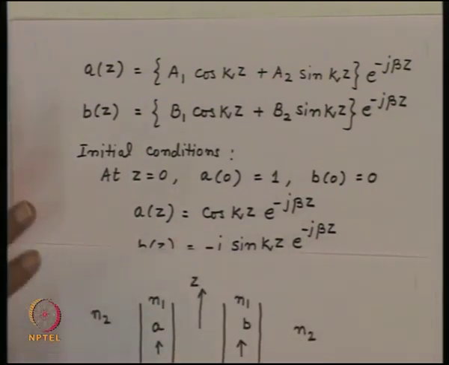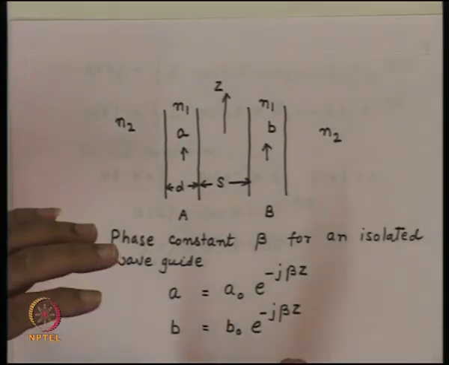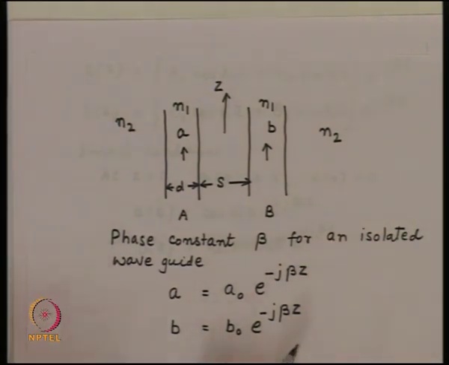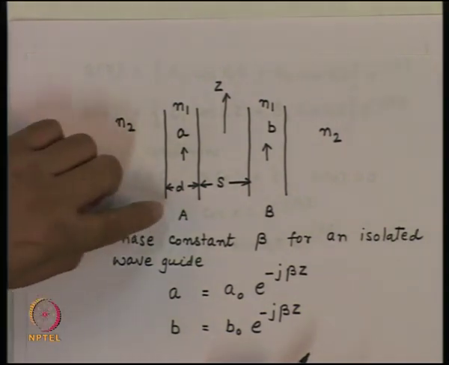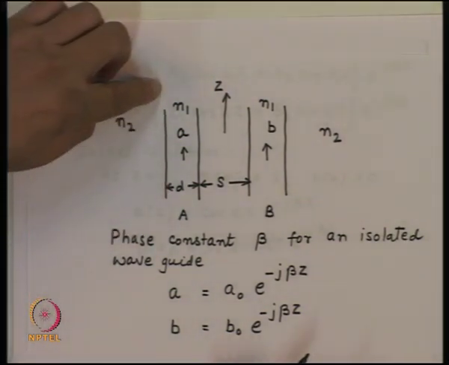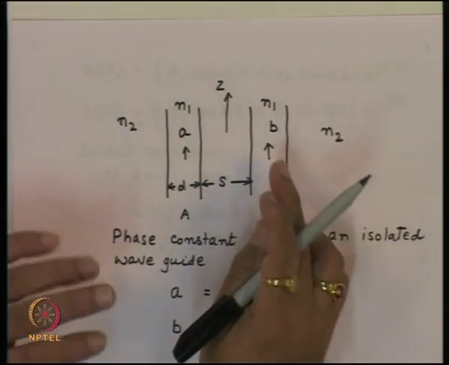So earlier, when the coupling was not there, we had a variation which is simply A0 e to the power minus j beta z. So the amplitude of the wave remained constant as it traveled, but now the amplitude of the wave is going to change along the length of this waveguide and along the length of this waveguide also.